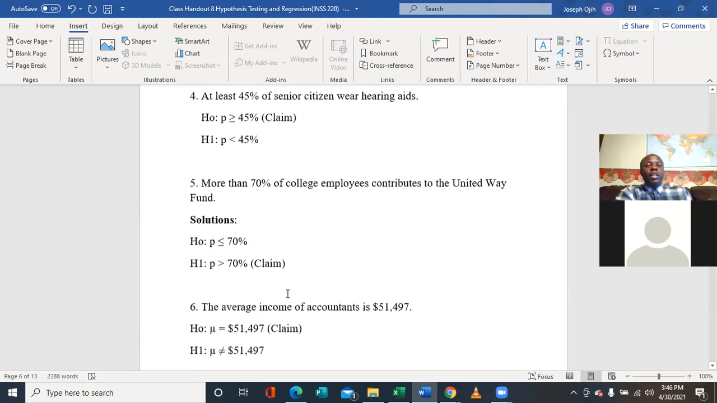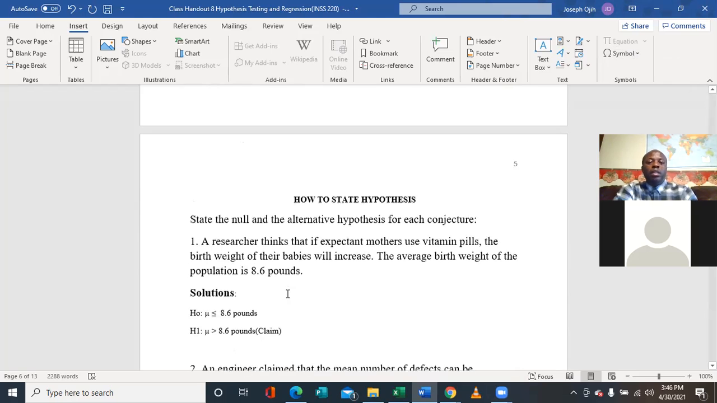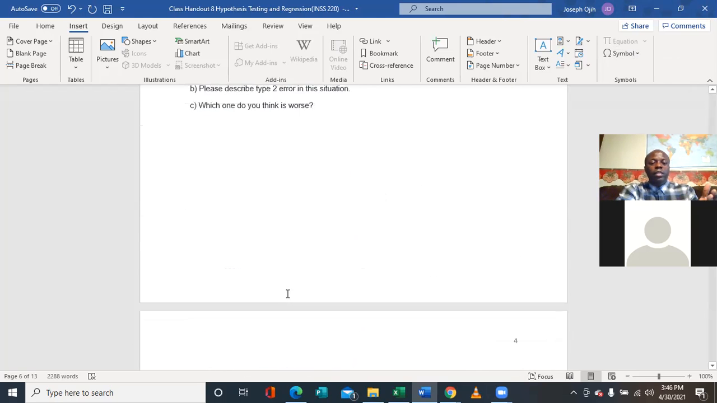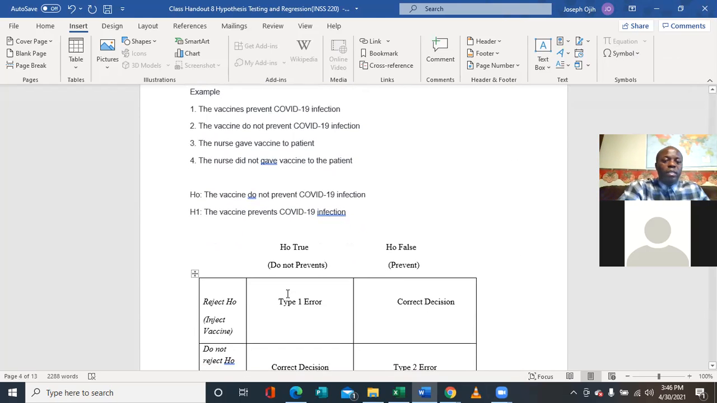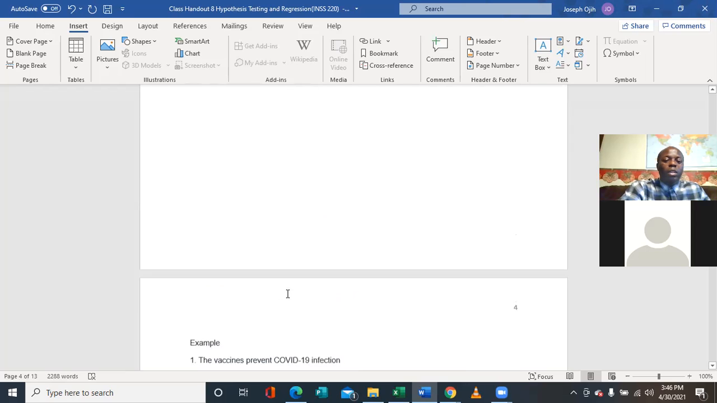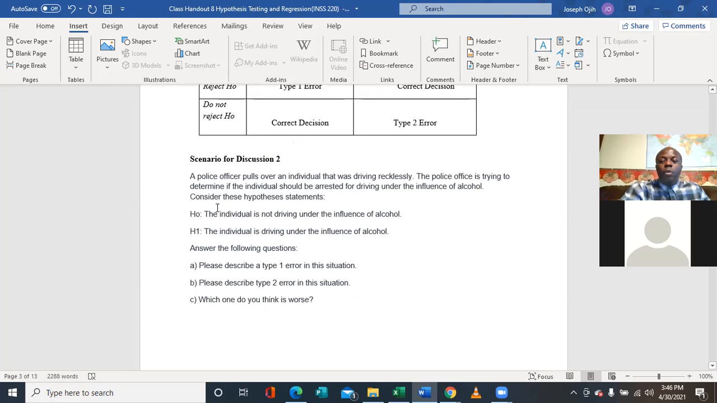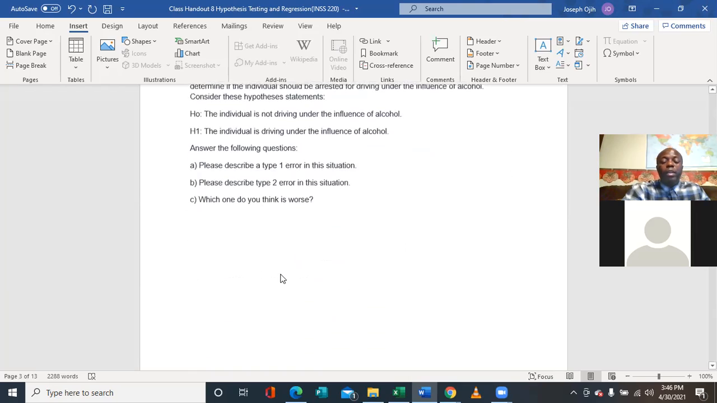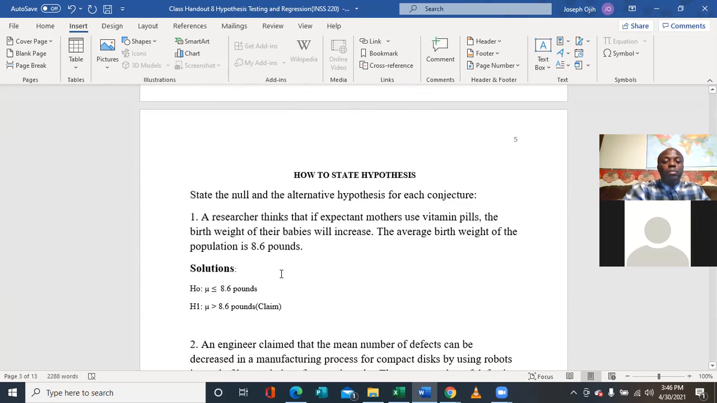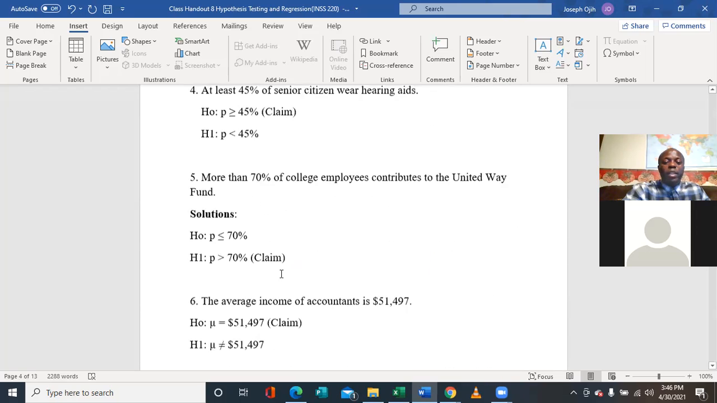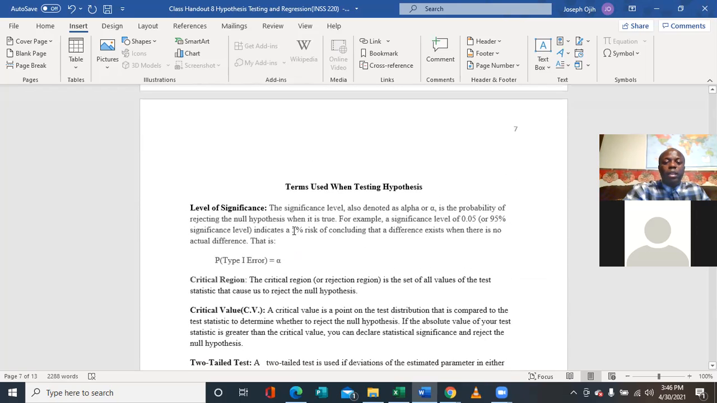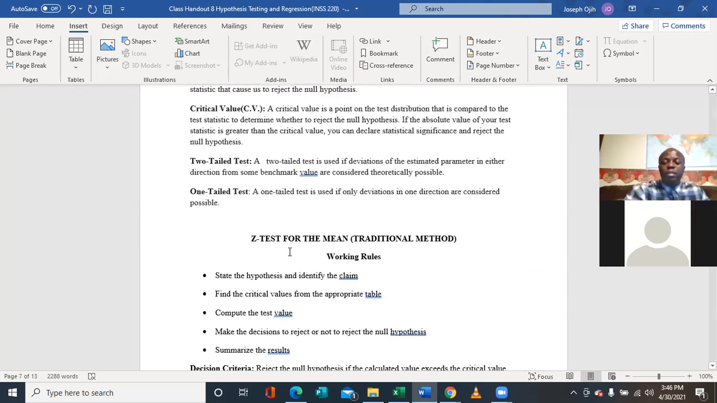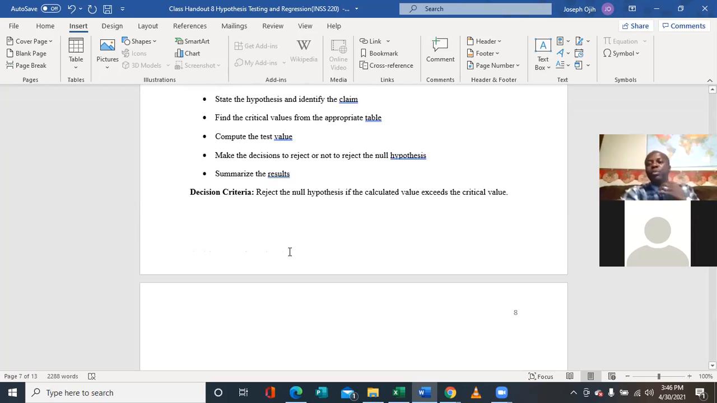Now I've shown you these examples of how to state hypotheses, and I have explained the concepts and the decision matrix. Like I said, I'm gonna post one more discussion question that will be in next week, and it will be based on this decision matrix. When we come back on Monday, we'll start with the other terms that we use when testing hypotheses, and then the steps. Then we do some examples.